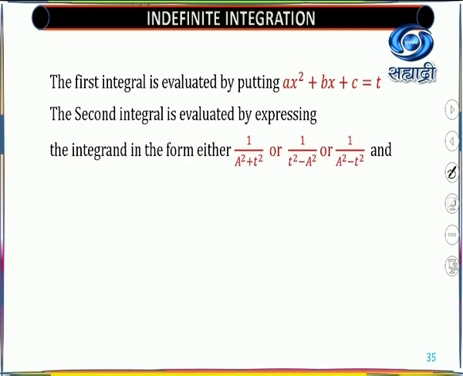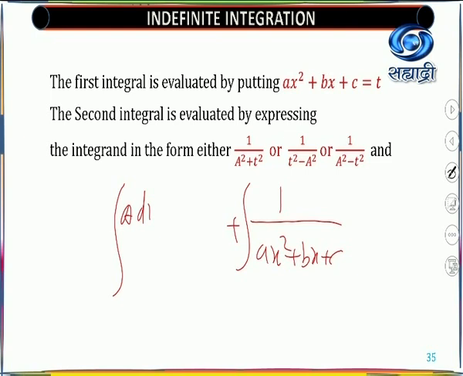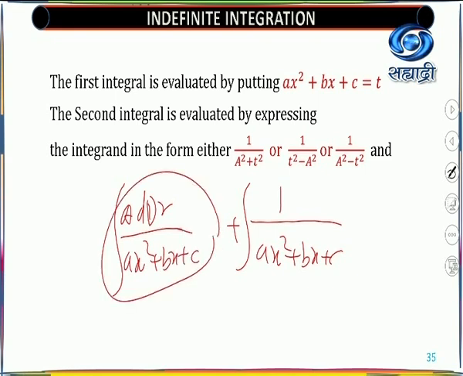Which are those? Those are 1 upon a square plus t square, or 1 upon t square minus a square, or 1 upon a square minus t square, if it is in the form of 1 upon ax square plus bx plus c. The first integral you already got as A into the derivative of the denominator divided by ax square plus bx plus c. We are not talking about this because you are dividing into two parts. Now we are talking about the second part.